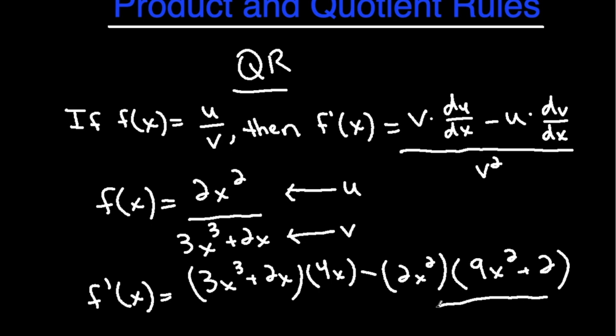And then we would divide all of this by v squared, which is just 3x cubed plus 2x squared. And all we would have to do to get a final answer is simplify all of this. And those are the product and quotient rules that you need to do basic differentiation.